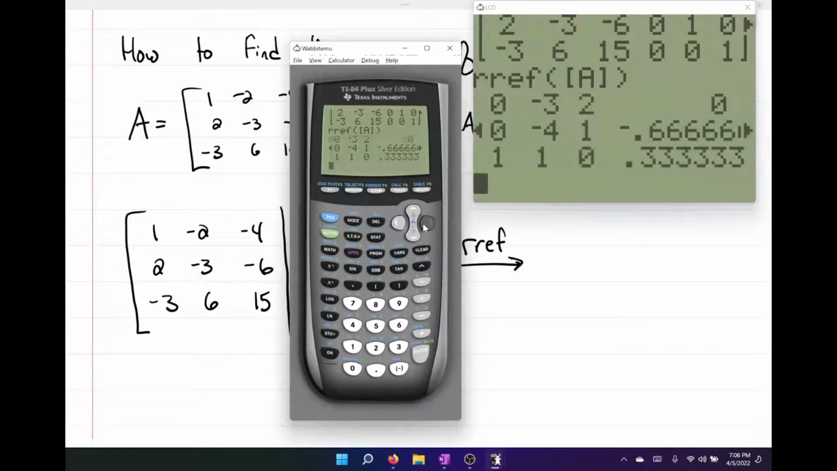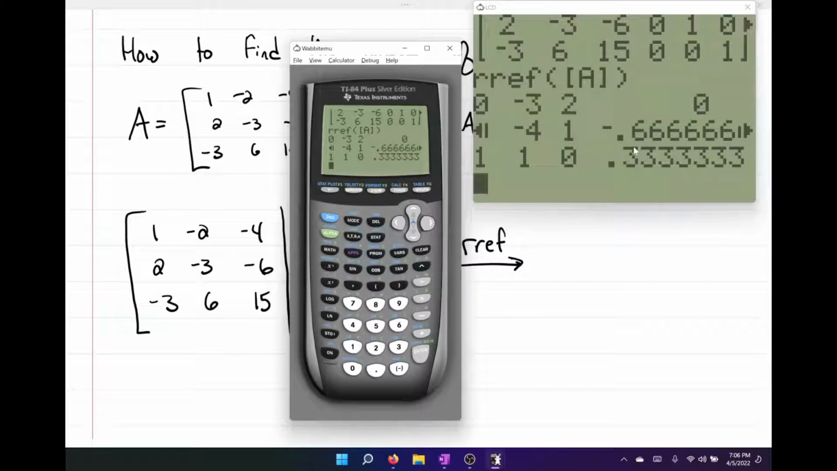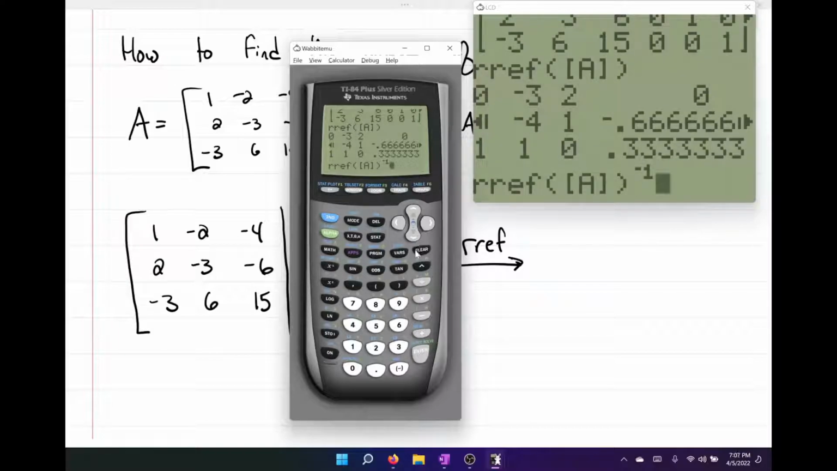your inverse. So notice here we have these decimals here. So what I'm going to do is just go ahead and, oops, wrong thing.